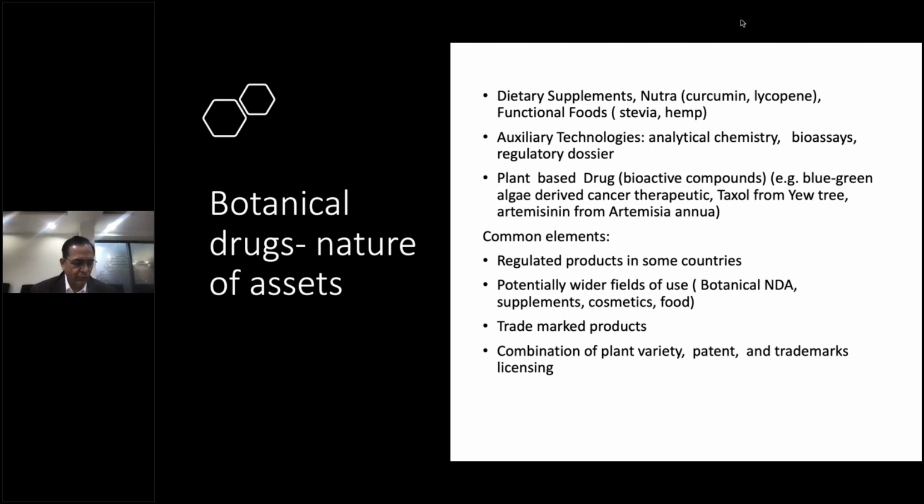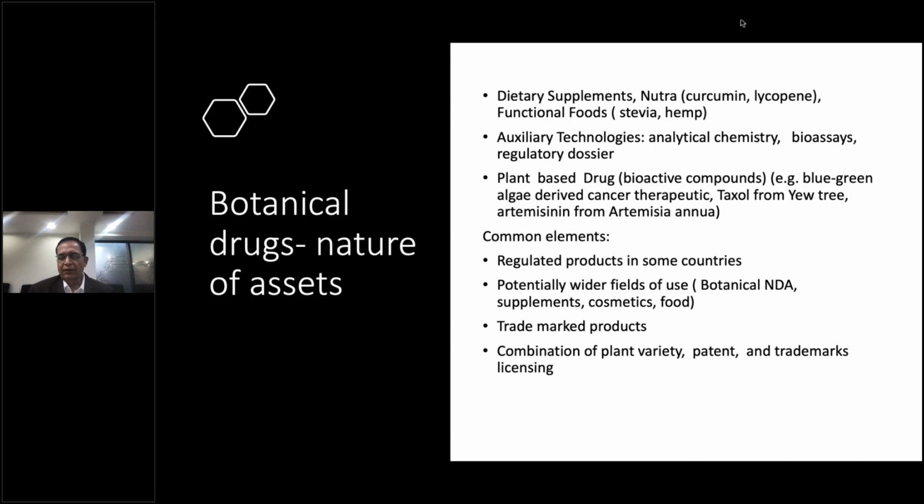There is also value in some of the auxiliary technologies when these botanical drugs are developed, such as analytical chemistry, the database, the bioassays developed, and the regulatory dossier itself. These are also again intellectual assets that get tagged along to bioproperty value.